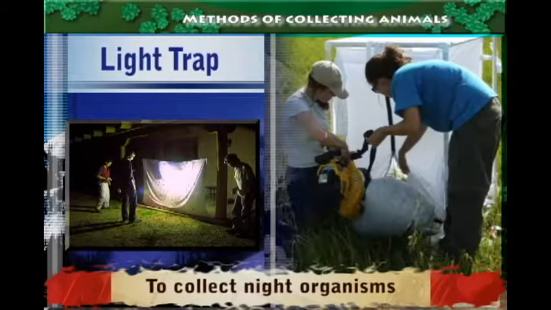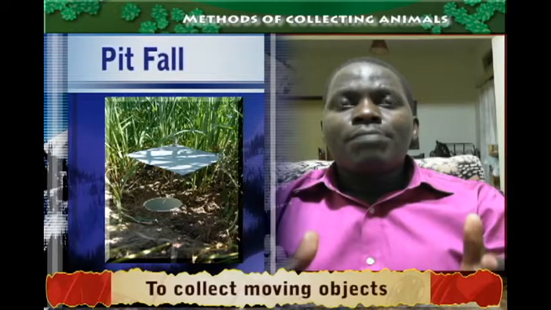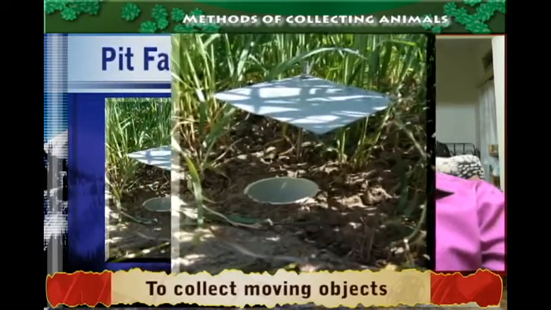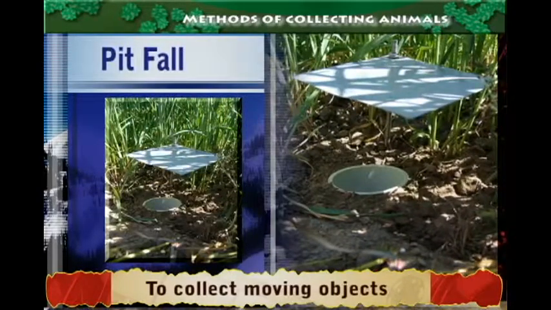Then we can also use containers by putting them into a pitfall. You dig a small hole, put your container inside, and then on the top cover with a stone. So those insects that are moving and walking end up falling into the container. In the container, you can put a little alcohol or a little water, such that when they fall inside, they cannot come out of the container.